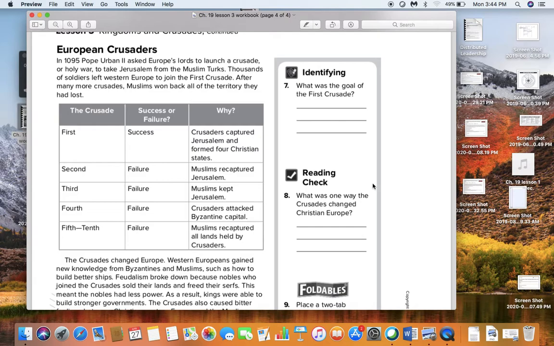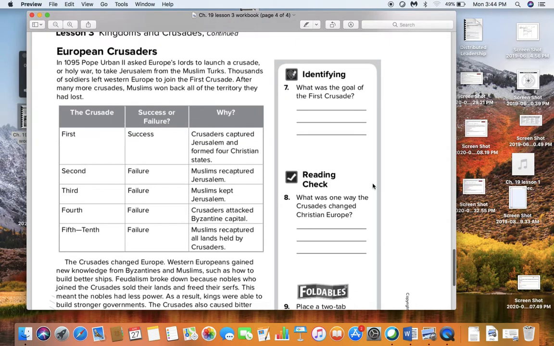European Crusaders. In 1095, Pope Urban II asked Europe's lords to launch a crusade, a holy war, to take Jerusalem from the Muslim Turks. Thousands of soldiers left Western Europe to join the First Crusade. After many more crusades, Muslims won back the territory they had lost. The Crusades changed Europe. Western Europeans gained new knowledge from the Byzantines and Muslims, such as how to build better ships. Feudalism broke down because nobles who joined the Crusades sold their land and freed their serfs. This meant that nobles had less power. As a result, kings were able to build stronger governments. The Crusades also caused bitter feelings between Christian Europe and the Muslims.